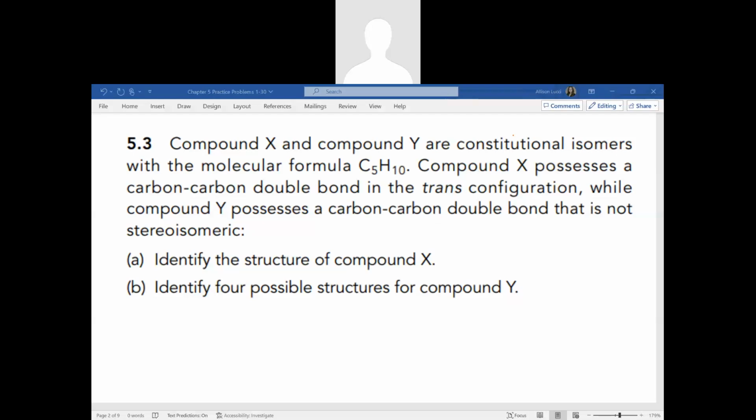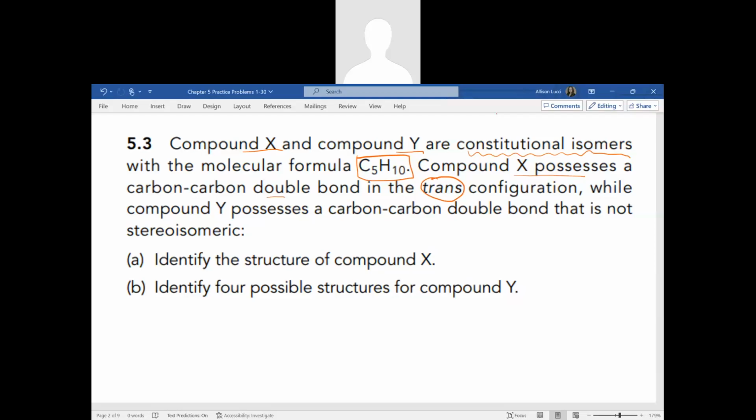In problem 3 from chapter 5, we are told about compound X and compound Y. We're told they're constitutional isomers, so we know that they have the same molecular formula, but they're going to have a different bonding pattern, different attachments, different connectivity of their atoms. We're told some more information: compound X possesses a carbon-carbon double bond that's in the trans configuration.